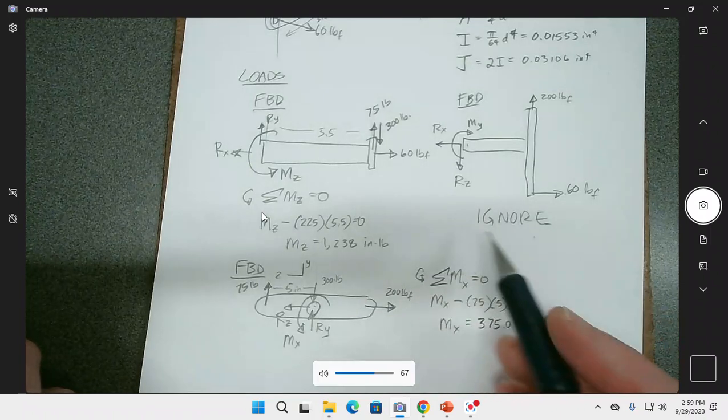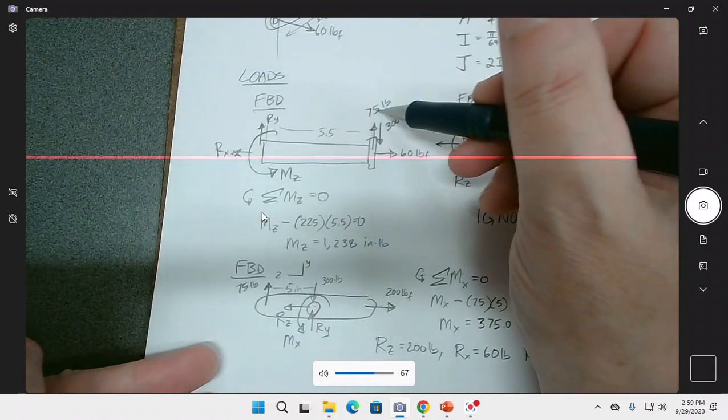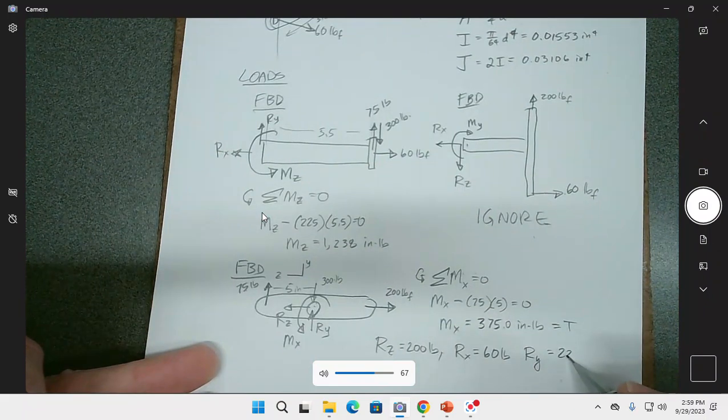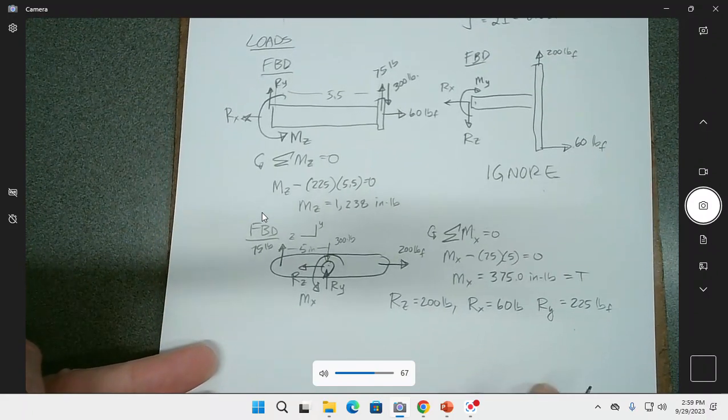I could also, by inspection, look here and work through that. We could say that RZ was equal to 200 pounds. We could have said that RX was going to be equal to 60 pounds. We could have said that RY was going to be the difference between the 75 and the 300, so that's going to be the 225 pounds. We could have written out some of the forces to do that, but it seems kind of silly sometimes. So those are the loads, and then we go to stresses.